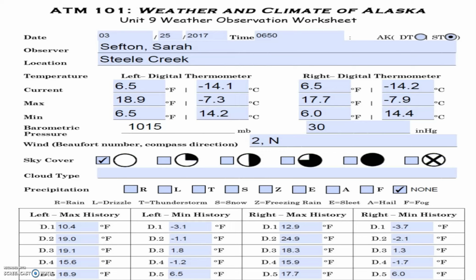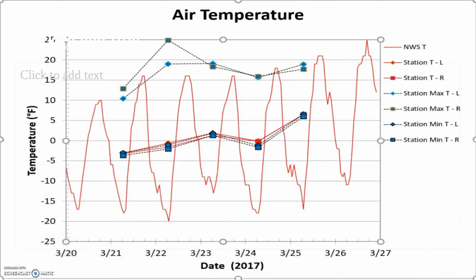This is my worksheet for the final day of observations. As you can see, it has my maximum and minimum histories filled in down there at the bottom. Here is the air temperature comparison between my measurements and the measurements that the NWS reported for the same days. My maximum temperatures are quite a bit higher. This is because I'm up in the hills and we experience the inversion. So my temperatures are typically warmer in the winter, which would explain why all of my maximums are way up there above the NWS reported temperatures.